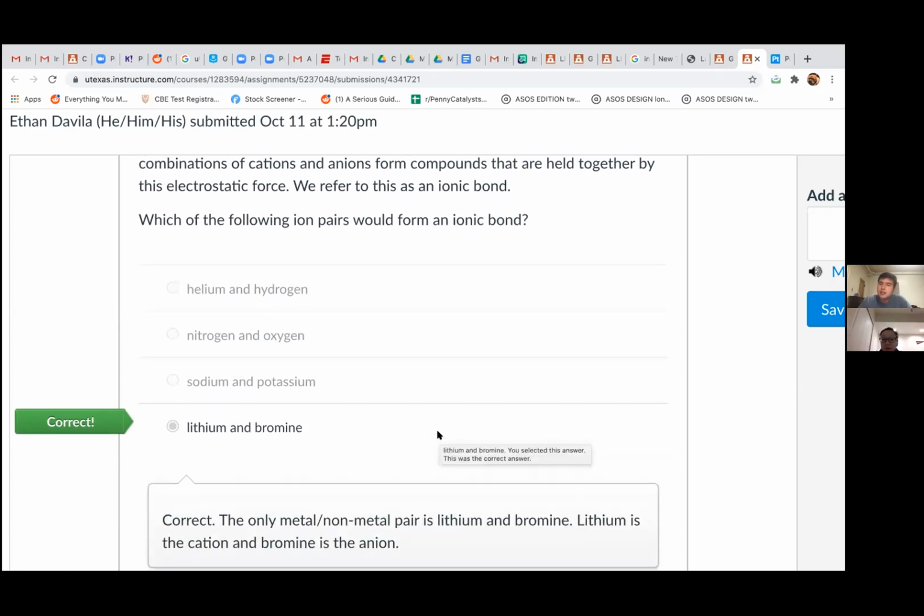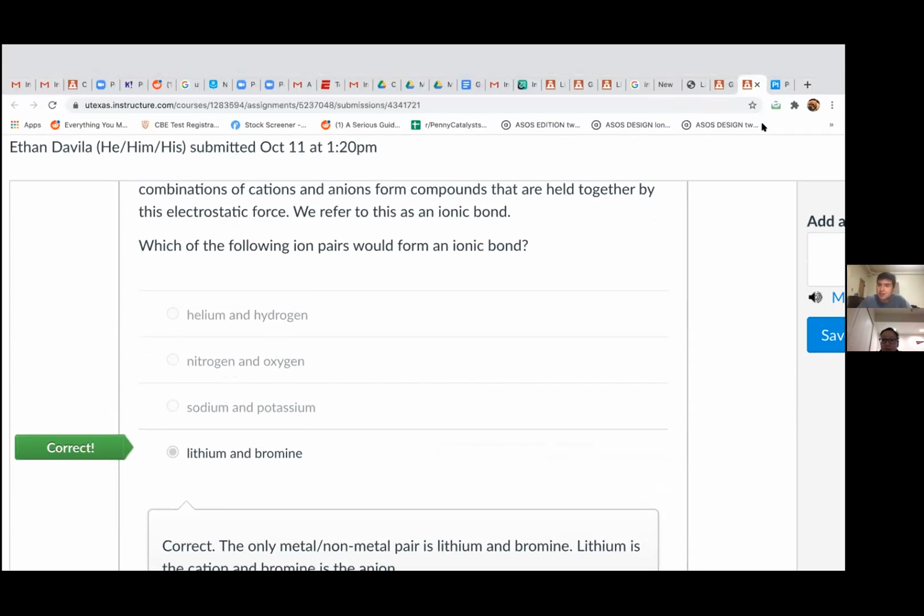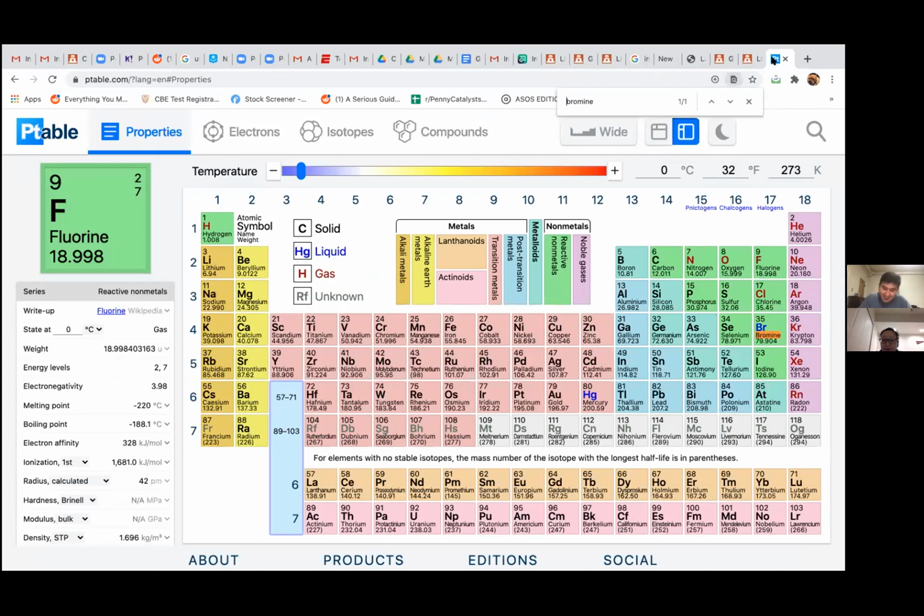Wait, so ionic is cation and anion? Yeah. Wait, how do you tell if it's a cation or an anion? Because you have to look at the periodic table. So it's a metal and a non-metal? Yes. So do you see here? Hold on. Don't move.